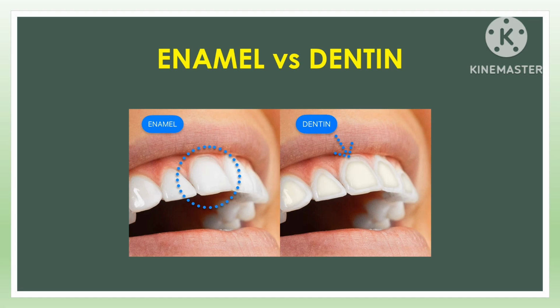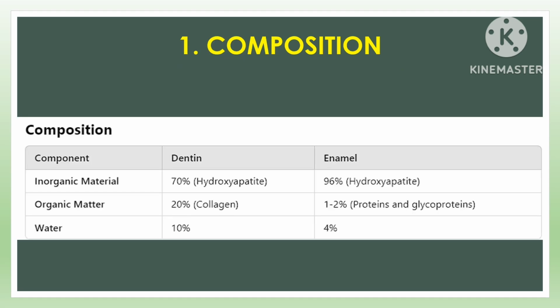Here I am providing you three tables which highlight the different aspects of dentin and how it compares to enamel. First up, let's talk about the composition. Dentin makes up 70% of the tooth structure and it is primarily composed of hydroxyapatite, with 20% organic matter and 10% water. On the other hand, enamel is the hardest tissue in the human body, which consists of 96% hydroxyapatite, just 1 to 2% organic matter, and 4% water.